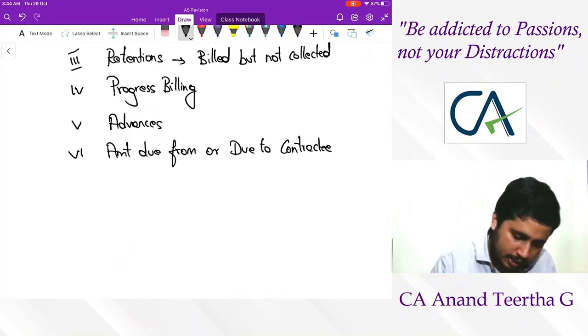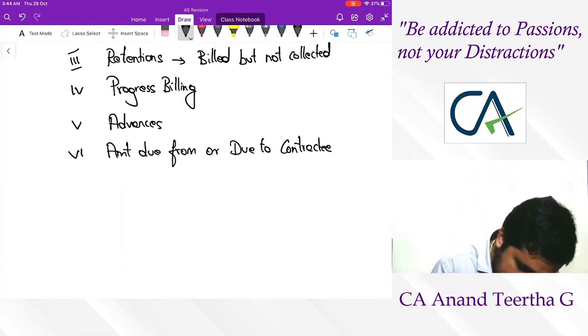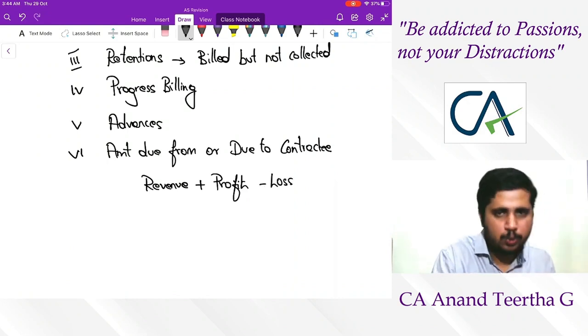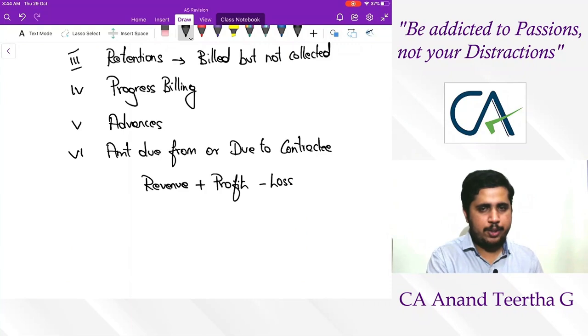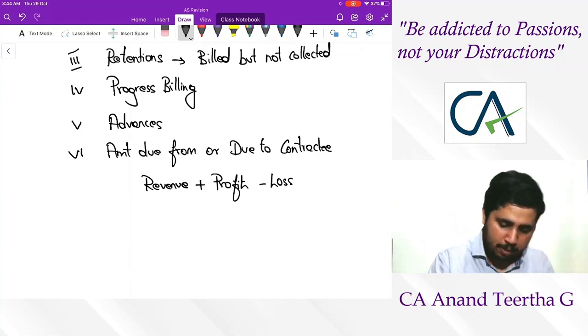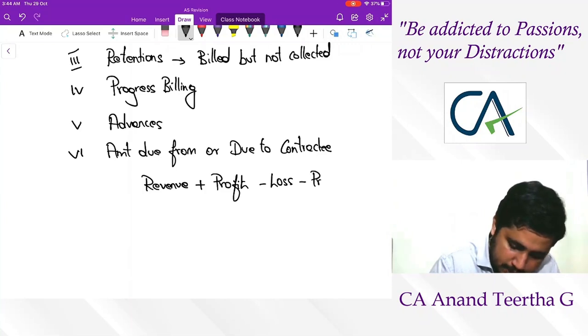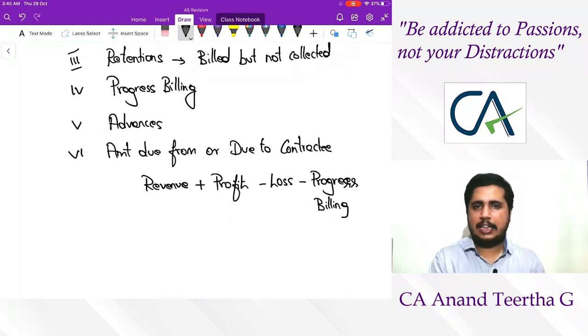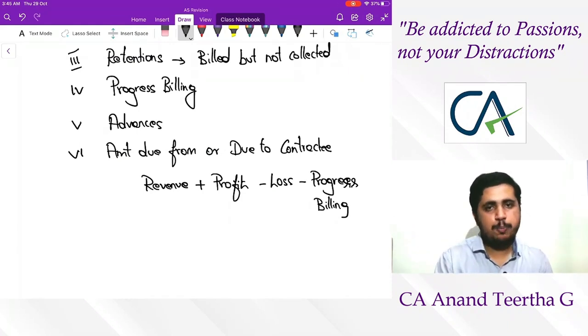Okay, how do you calculate them? Basically, the calculation is revenue plus profits minus loss, so any of the two. If profit is there, add it to revenue. If loss is there, deduct it. Then minus progress billing. If you have already billed, then it's fine, you have already considered that. So basically revenue plus profit minus loss minus progress billing.